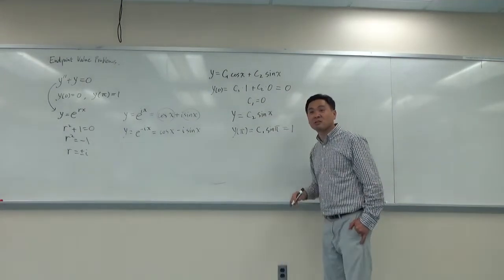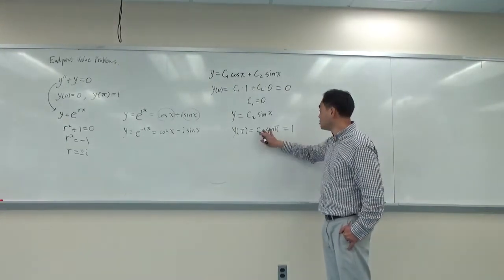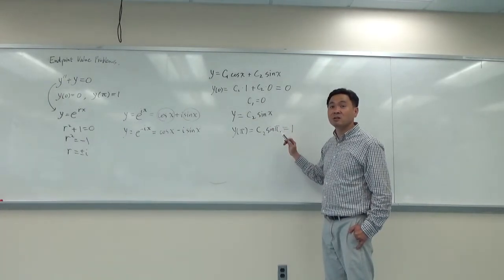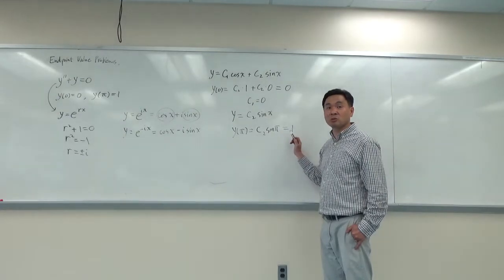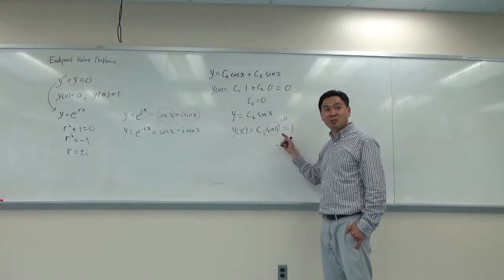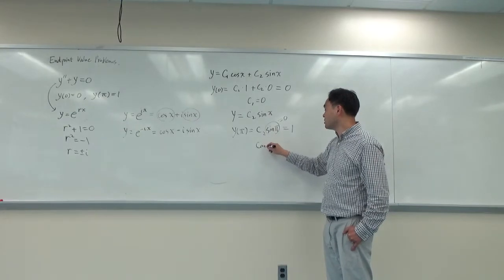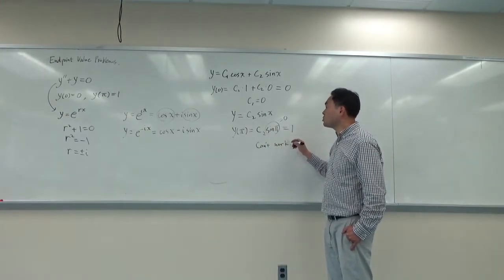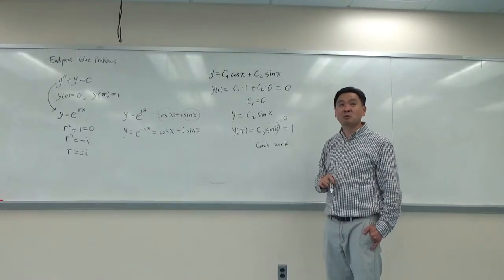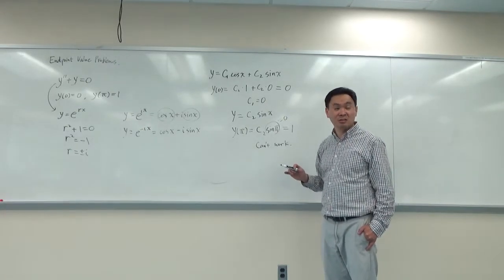c2 times sine pi has to equal 1, right? What's wrong here? Sine pi equals 0. Yeah, sine pi is equal to 0. So there's no way you can have some c2 that will make this work. So it can't work. This example shows that for endpoint value problems, you may not have a solution at all. Okay, that's the problem.